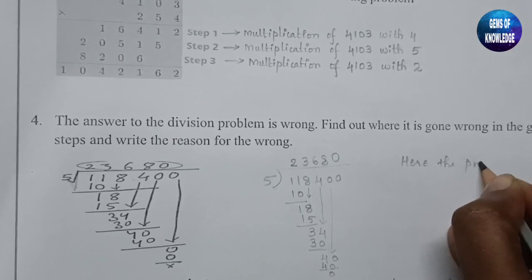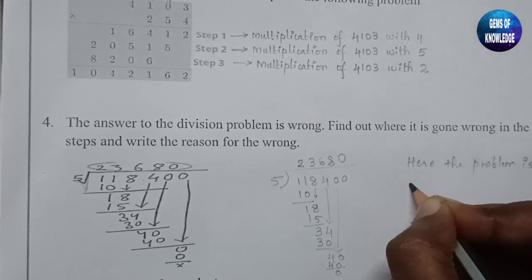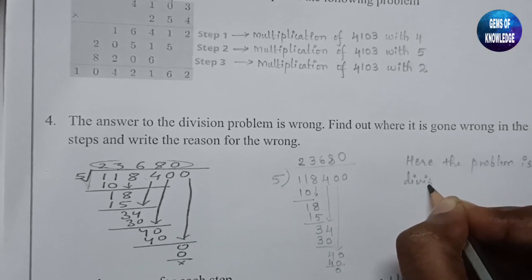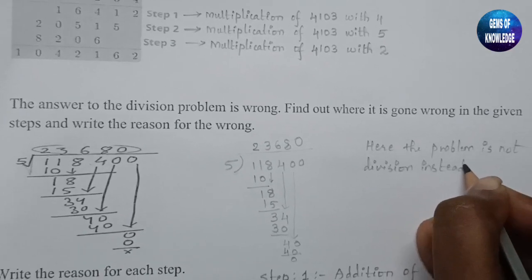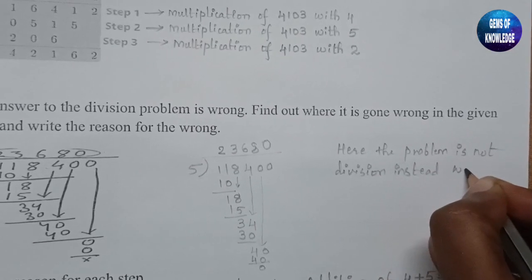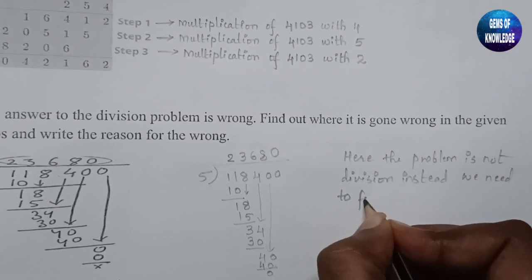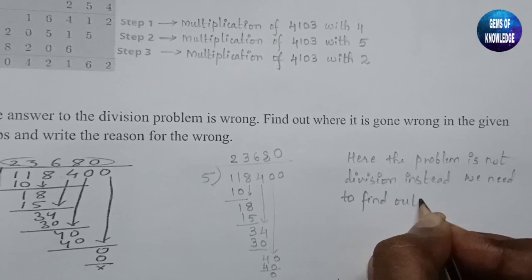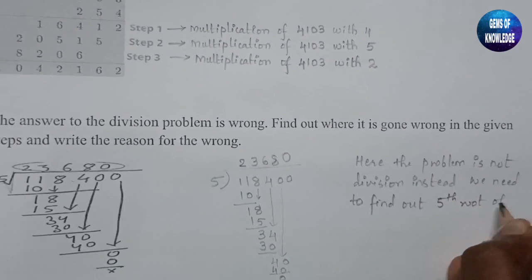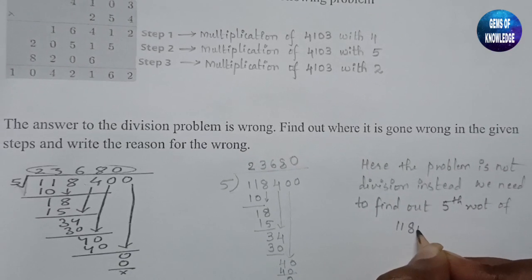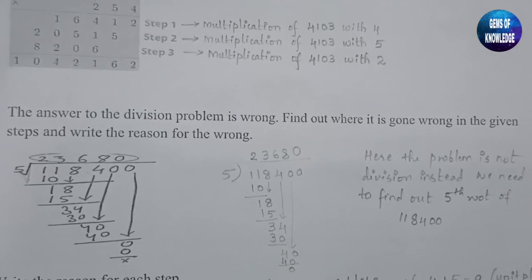So we can write here: the problem is not division. Instead, we need to find the fifth root of 118400. Okay, so I hope this is clear.